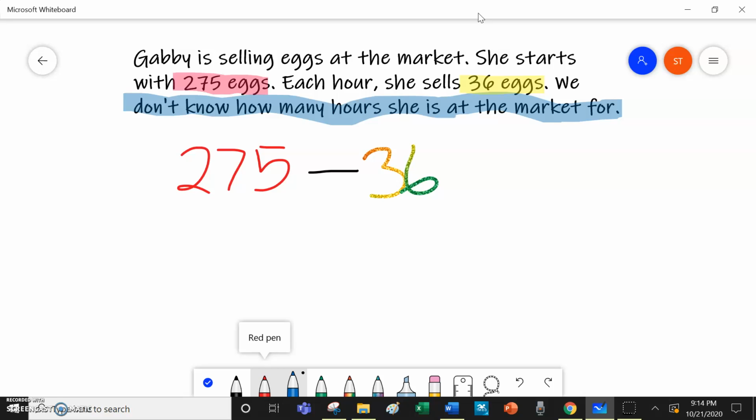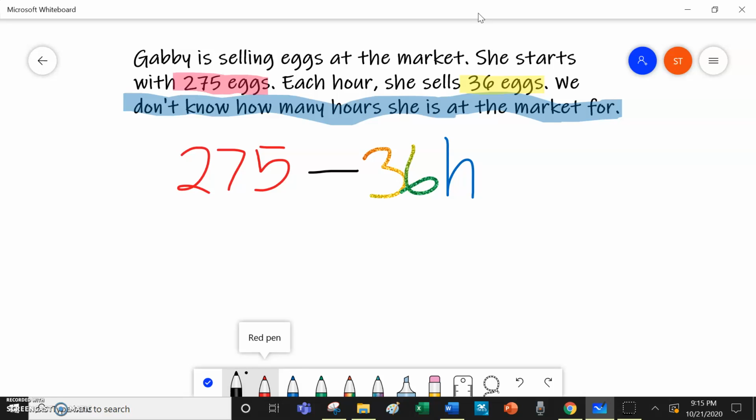When we don't know something, that is our variable, that is our letter. So we are going to use H in this case for the unknown number of hours that she's at the market for. So our expression is 275 minus 36H.